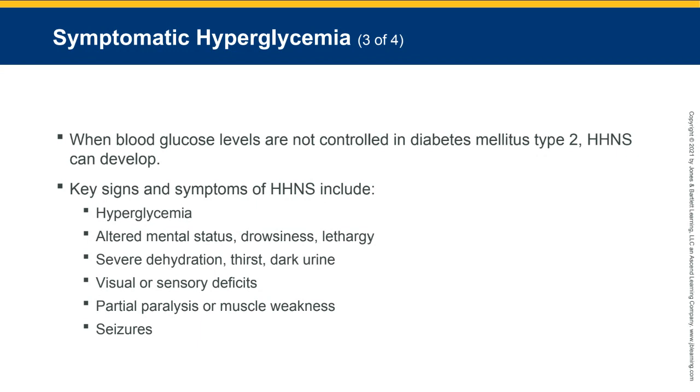Now, key signs and symptoms of HHNS include hyperglycemia, altered mental status, drowsiness, lethargy, severe dehydration, thirst. The urine will have a dark color. So when glucose is in excess in the urine, it's going to have a dark color. They can have visual or sensory deficits, partial paralysis or muscle weakness, and seizures.